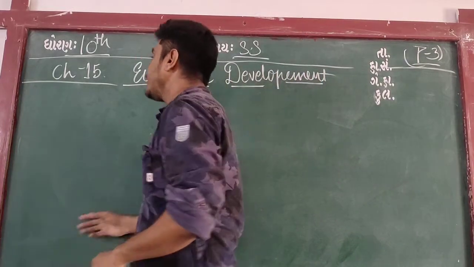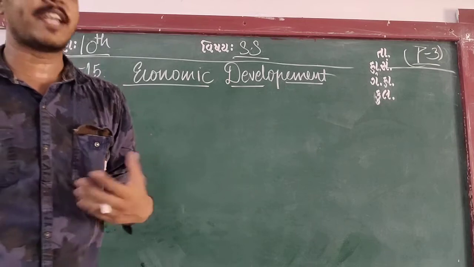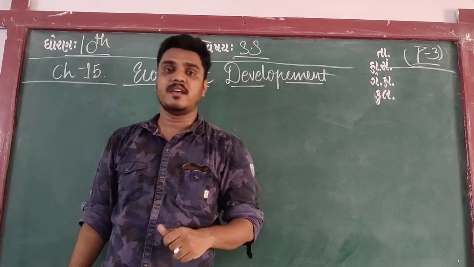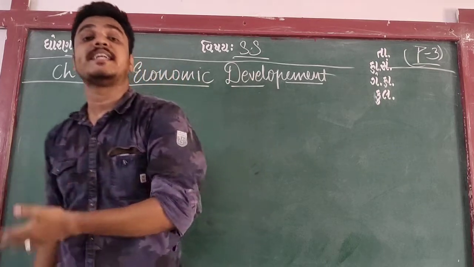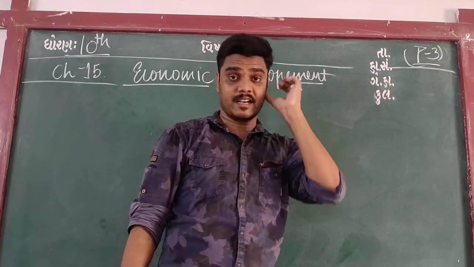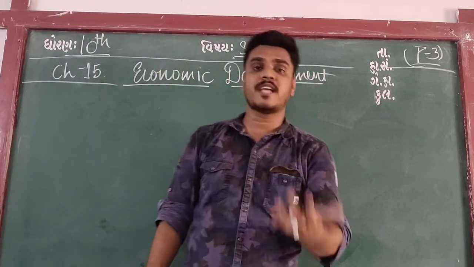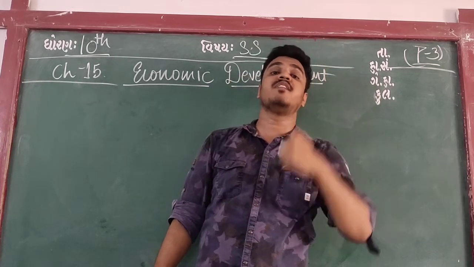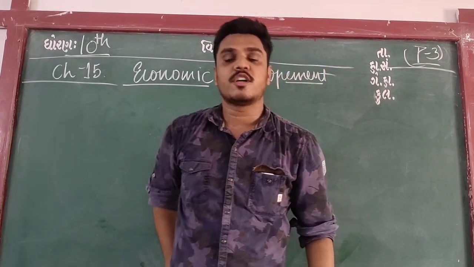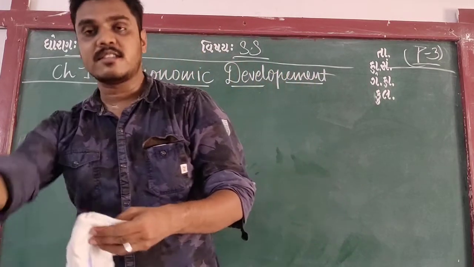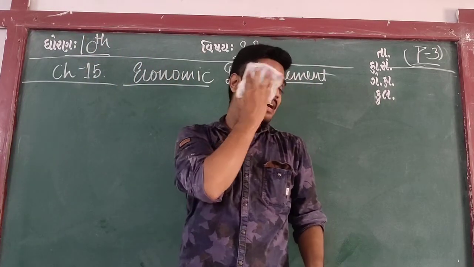We discussed economic activities and economic development: how a country is economically developed, how a country is economically developing, what is per capita income, what is national income, how our lifestyle affects the country, and how the economic development of a country affects our lifestyle. These are the initial points of the chapter. Also, we discussed India.